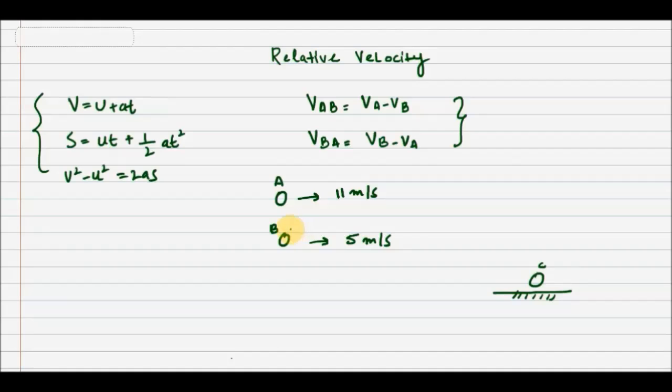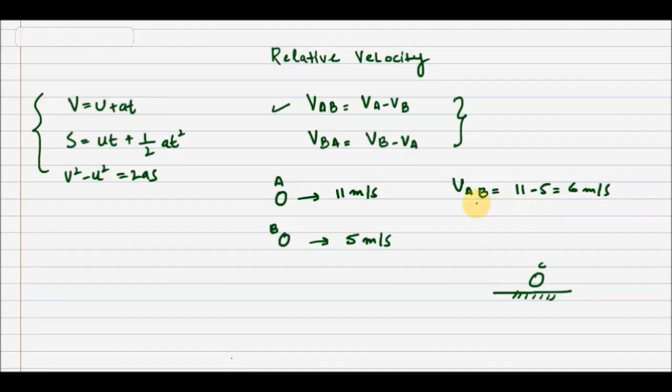Now if I ask you what will be the velocity of person A seen by B, quite astonishingly it will not be equal to 11 meters per second. To calculate the velocity of A seen by B, we'll use this formula. Velocity of A seen by B will be equal to velocity of A minus velocity of B, that will be equal to 11 minus 5, that is 6 meters per second.